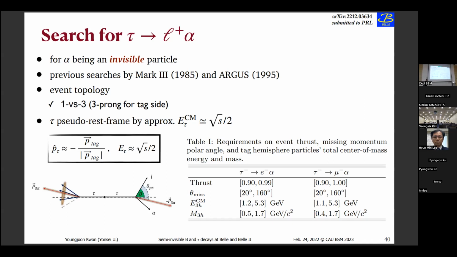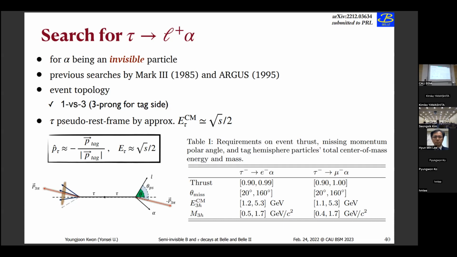And we only pay attention to the 3-prong tau. Then in that case, we have only one missing neutrino, but most of the momentum and energy will be taken by these 3-prong hadronic particles. So the magnitude and momentum direction of this three-prong particle will be approximately close to the tau. That's how we approximate the momentum direction of the signal tau.